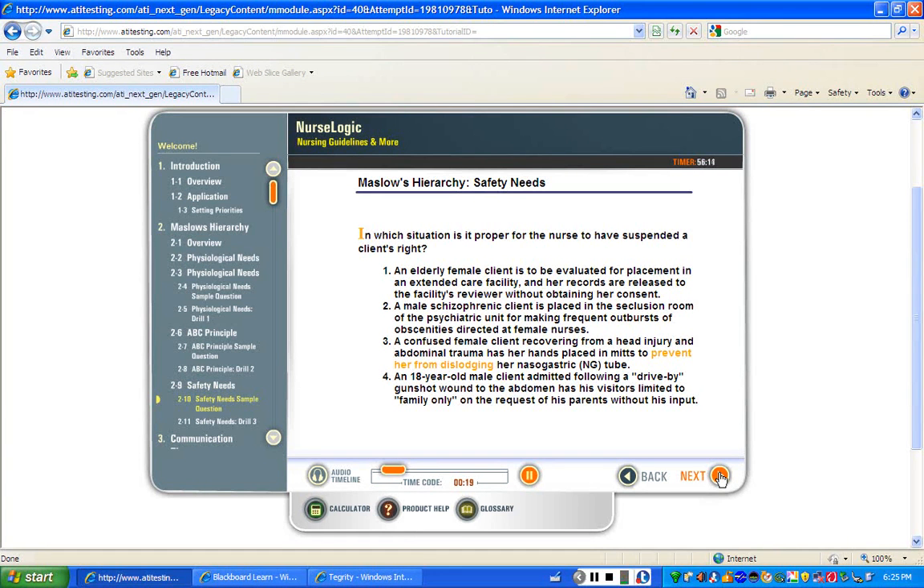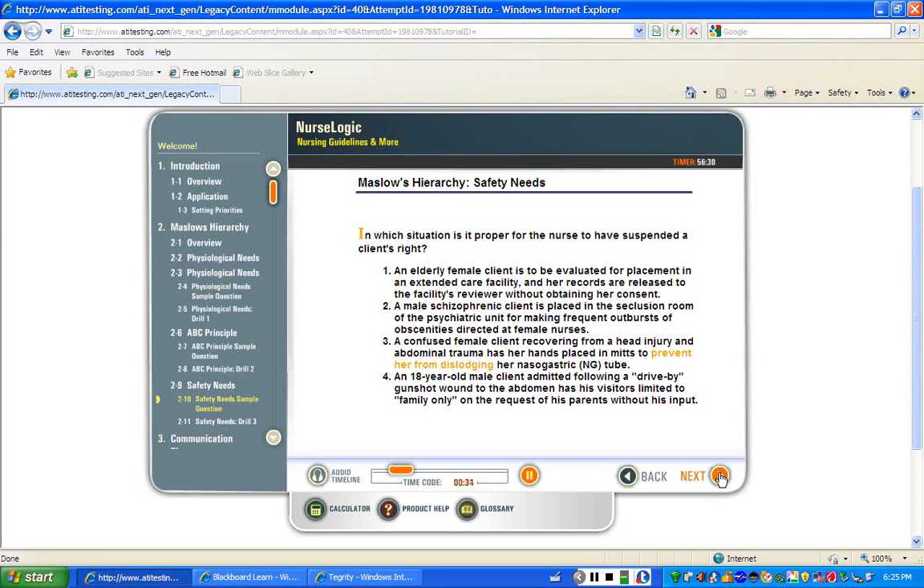The stem of the question asks us, in which statement is it proper for the nurse to have suspended a client's right? Let's identify the critical elements. The key word is proper. The client is the client. The issue is client rights, and the type of stem is a true response stem. Now we can start to look at and eliminate distractors.